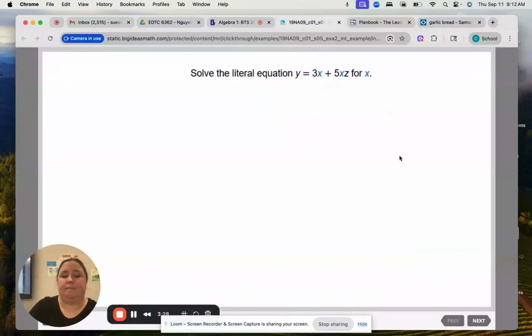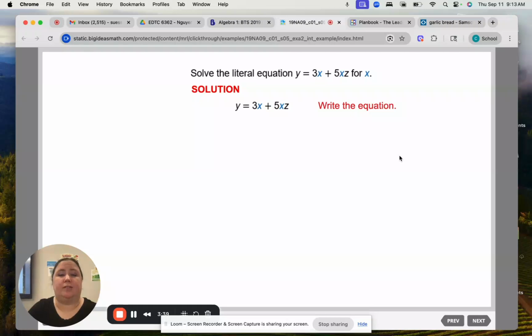All right, solve the literal equation for which variable now? X, so a little bit different. So start off by writing your variable. You'll notice you have an extra letter in here that we're not used to, correct? There's a Z. Oh no. It'll be okay. So first thing we need to do, what would you guess is the first thing? Isolate x. Well, I mean, that's the goal, is to isolate x.